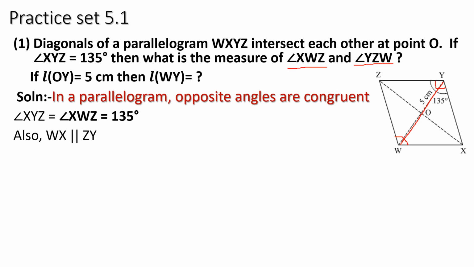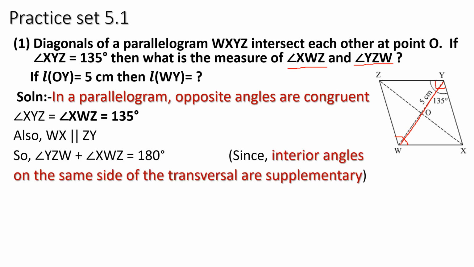Now WX is parallel to ZY. Observe the diagram. WX is parallel to ZY. So angle YZW plus angle XWZ is equal to 180 degree. Reason, interior angles on the same side of the transversal are supplementary, or we can say adjacent angles of a parallelogram are supplementary. Therefore, addition of both the angles is 180 degree.